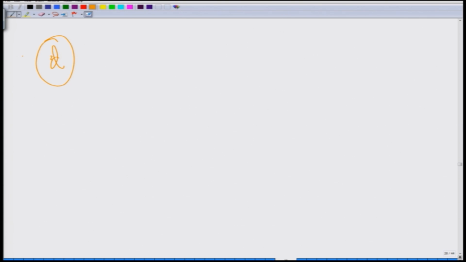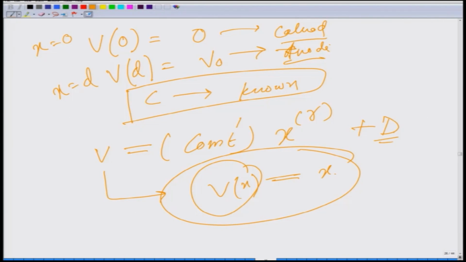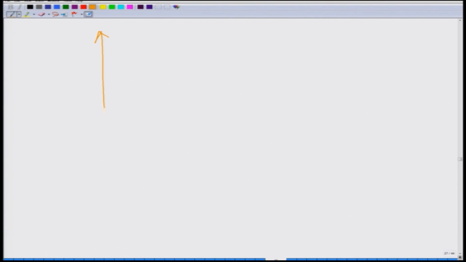Now in part D, you are asked to plot Vx as a function of x. So whatever dependence you get here, you have to plot it. In part E, it is said that without the space charge, Vx changes linearly with x, which is quite evident.